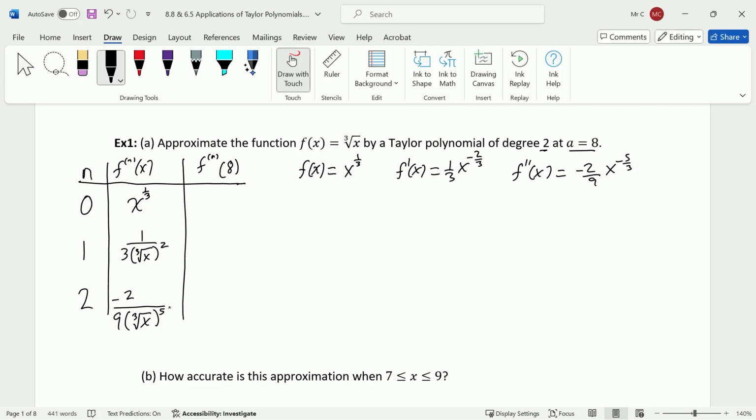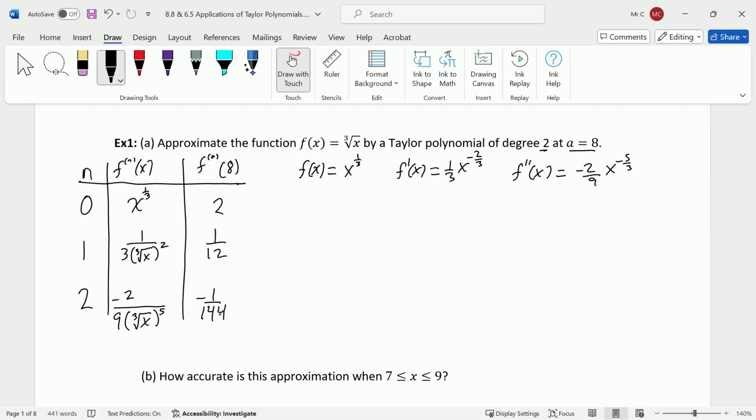Okay, so now I'm going to plug in 8 for each of these, and the cube root of 8 is just 2. And here we get 1/3 times the cube root of 8 squared. So that's 1/3 times 2 squared, which is 1/12. And for the second derivative term, we get negative 2/9 times 2 to the 5th. If we plug this all into a calculator, I'm going to just skip that and say, hey, this works out to be negative 1/144.